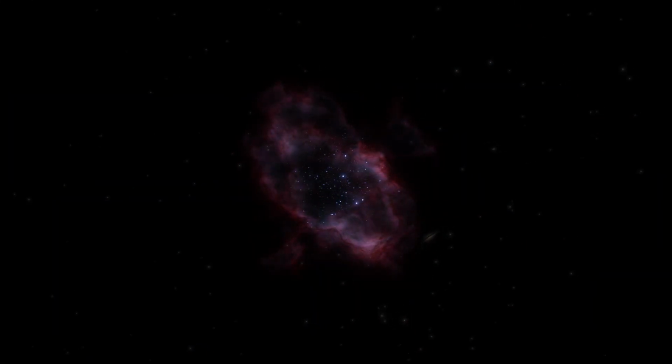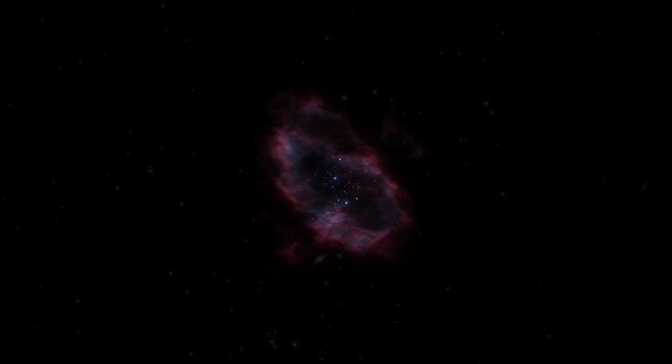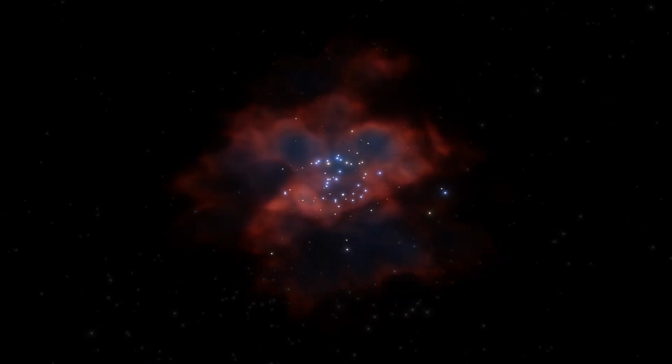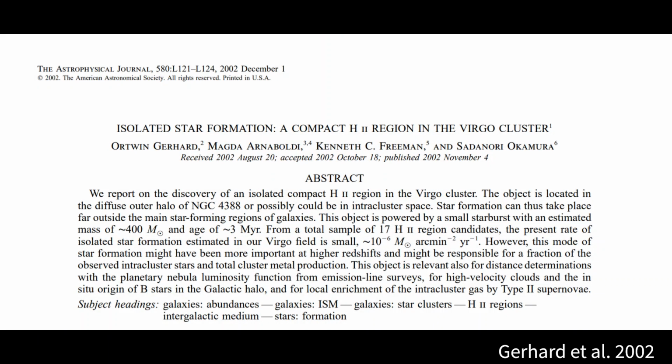What resides in the huge voids between galaxies? In the vast deserts between the cities of stars, there can sometimes be found small oases of star formation, usually powered by stray intergalactic gas clouds. One of the stranger instances of this is the GAFO region, named after the four authors of the paper which first describes it, Gerhardt, Arnaboldi, Freeman, and Okamura.